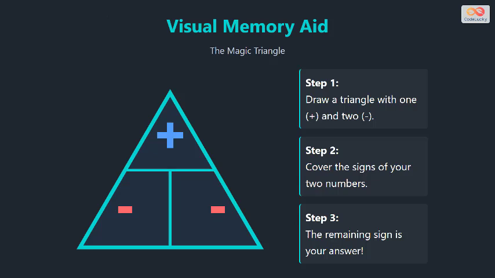Here is a great visual trick to help you remember these rules. Draw a triangle with a plus sign at the top and two minus signs at the bottom. To find the sign of your answer, simply cover up the signs of the two numbers in your problem. For example, if you are dividing a positive by a negative, cover the plus and one minus. You are left with a minus sign, which is your answer.